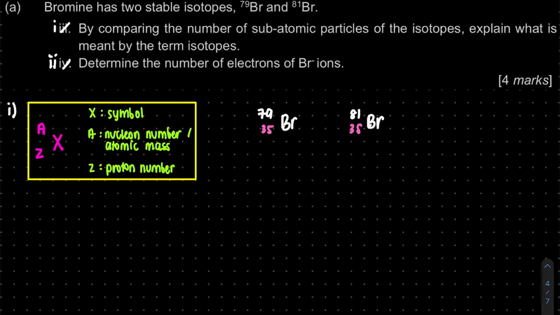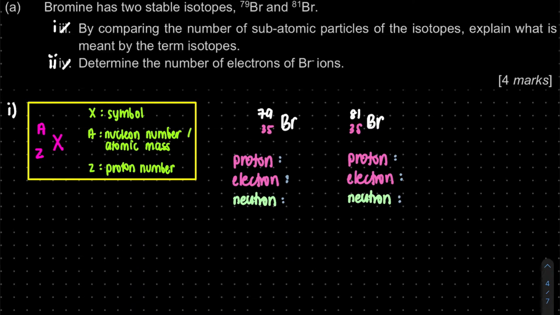Right now, what I'm going to determine is my number of proton, my number of electron, and my number of neutron itself. The number of proton is the same for both cases, which is 35. The number of electron is equal to the number of proton if it's a neutral atom, where the atom itself doesn't have any charge. So both the proton and electron for both bromine are the same, which is 35. But the difference is the neutron itself.